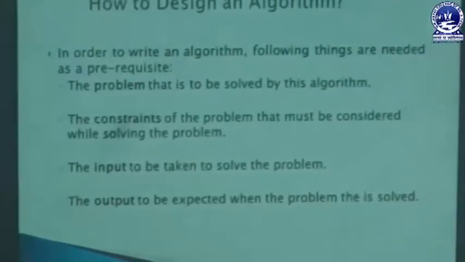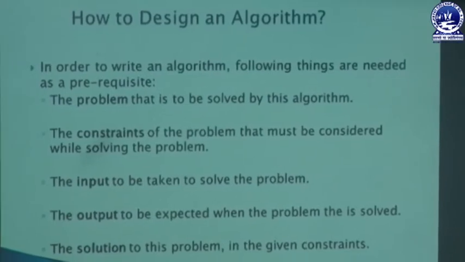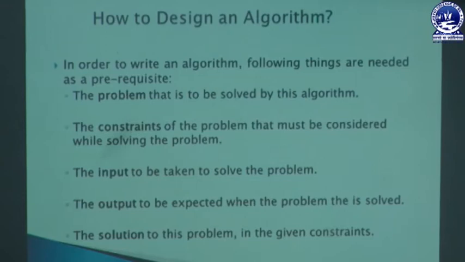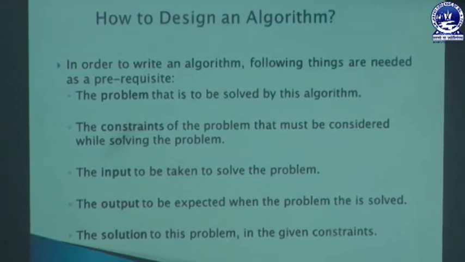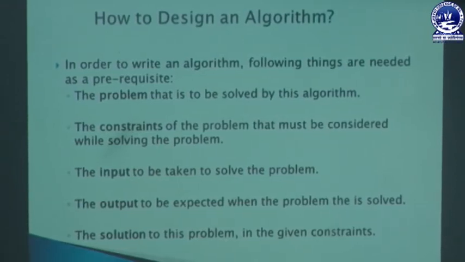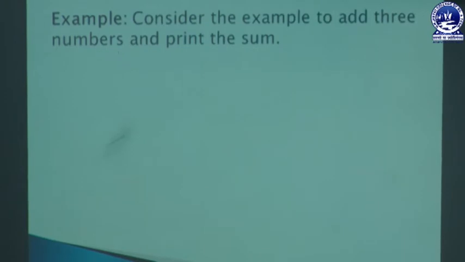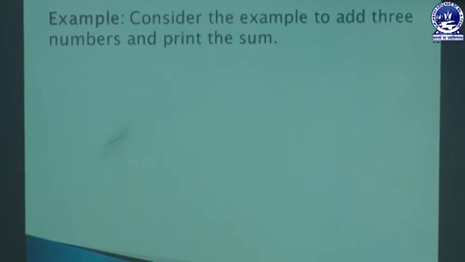Then the last step is the solution to this problem given the constraints. According to the constraints, the solution is given. So these are the different steps for how we can design an algorithm. Next we will look at one example of how to design an algorithm to solve a particular task.